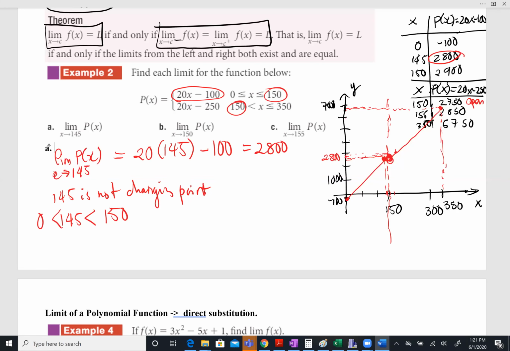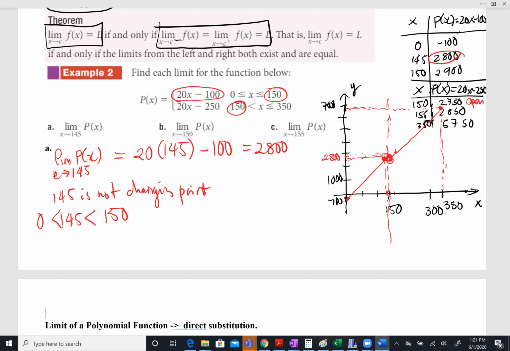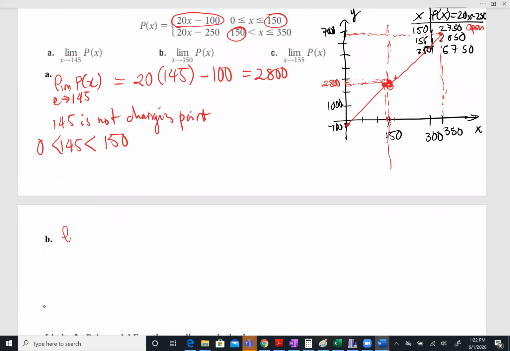Now, if I want to talk about part B, that's the limit of p(x) when x approaches 150. In here, I know that 150 is a changing point. So note, 150 is a changing point.